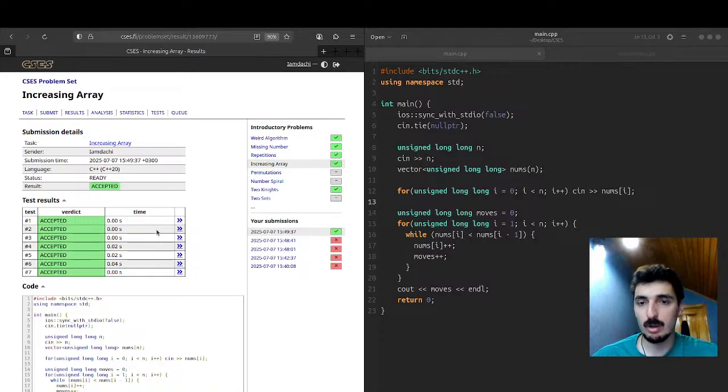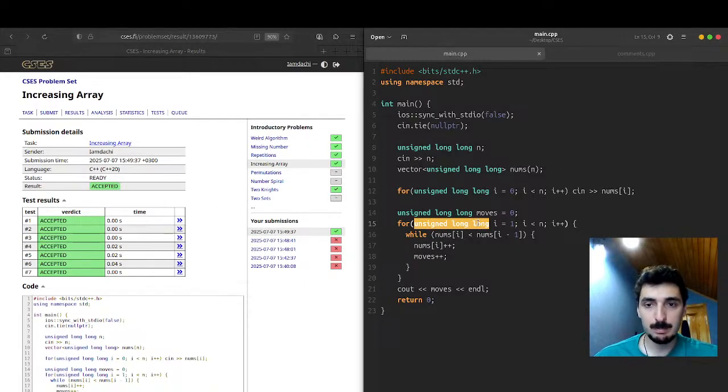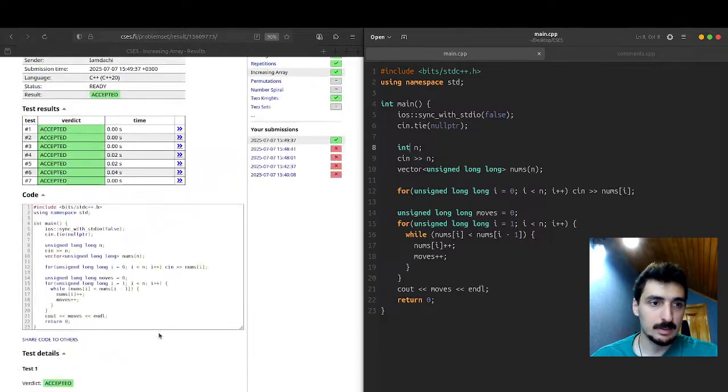Which one was the problem? This can't be a problem, right? Maybe int was not enough. But come on, the size is not that big. Yeah, whatever.